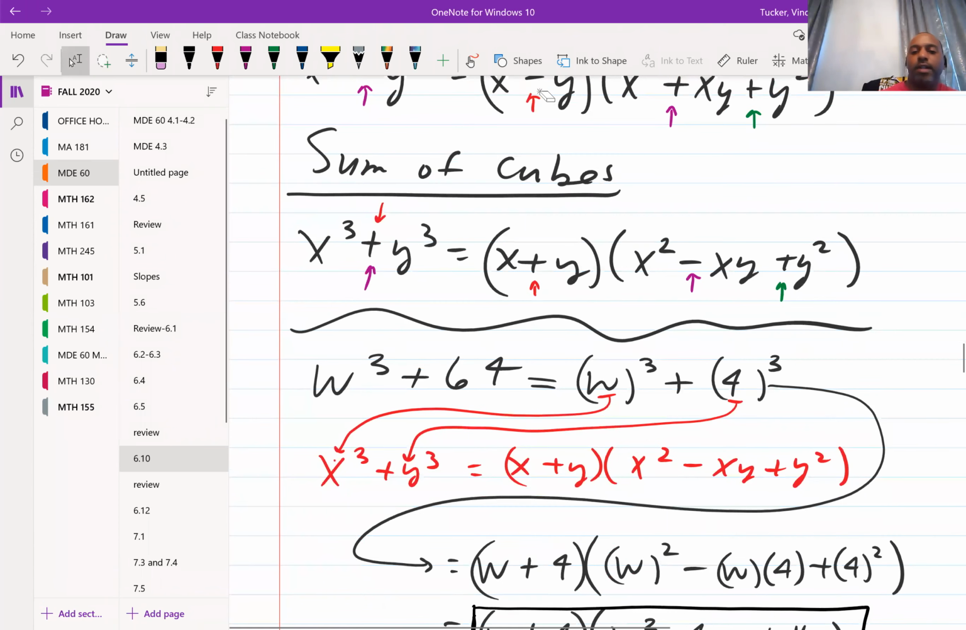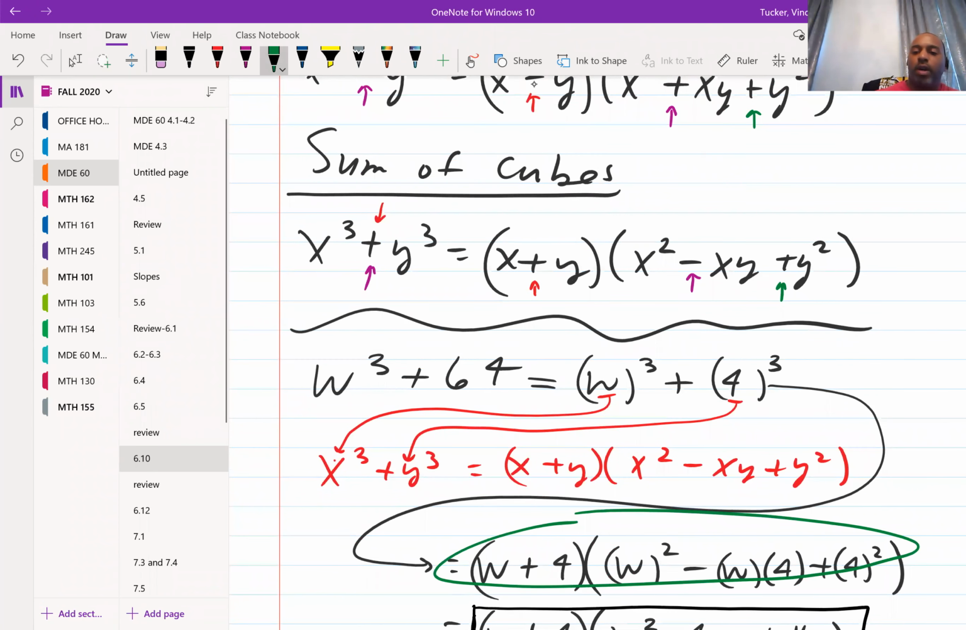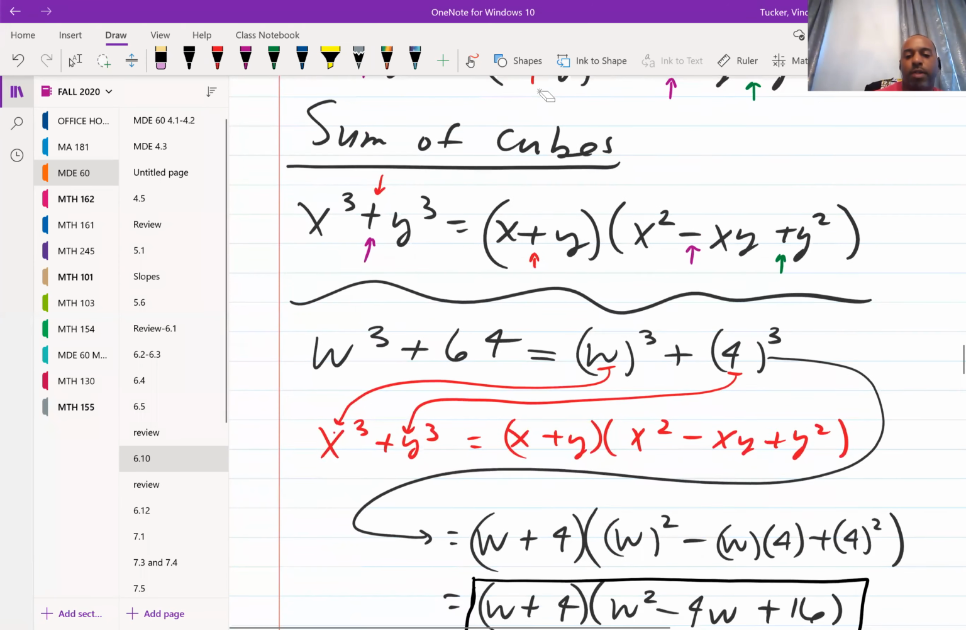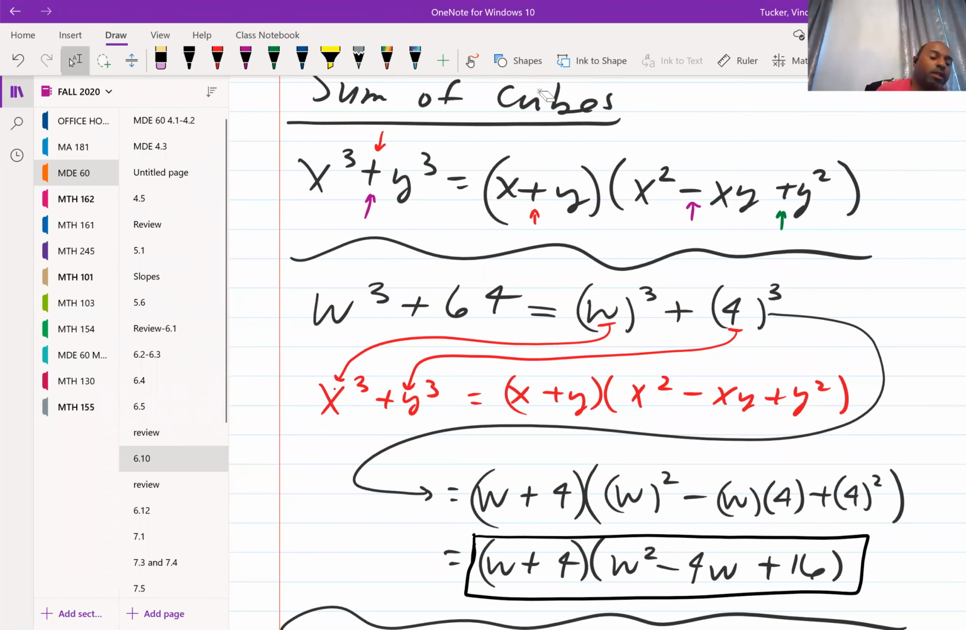And that's what we did right here. Where I saw x in the formula, I put w. Where I saw y in the formula, I put 4. So that's w plus 4, w squared minus w times 4 plus 4 squared. And then you simplify the expression: w plus 4, w squared minus 4w plus 16.